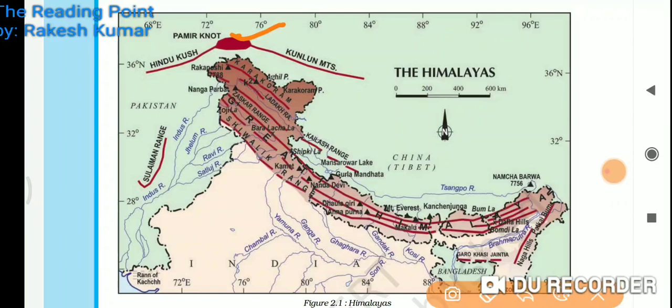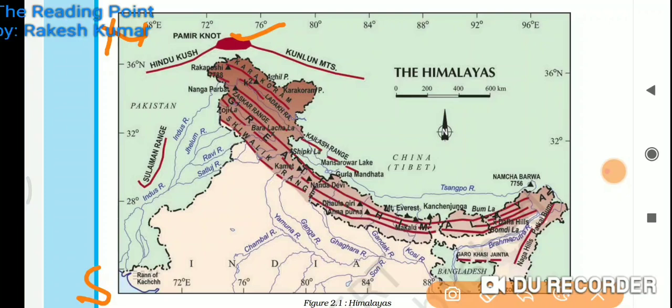The Karakoram and the Himalayas are located along the northern frontier of India. This is the north direction and this is south. These are the highest mountain ranges in the world. These are young fold mountains, which means they were formed several million years ago. That is why they are known as young fold mountains.